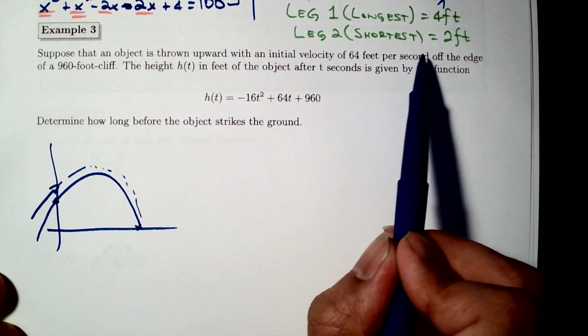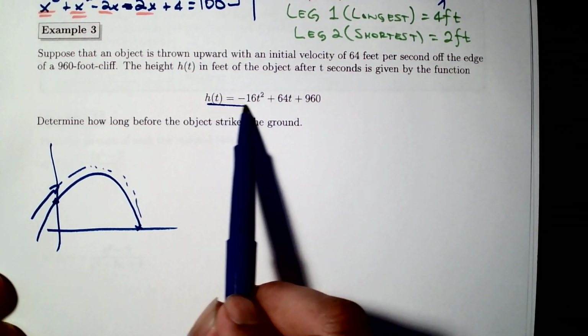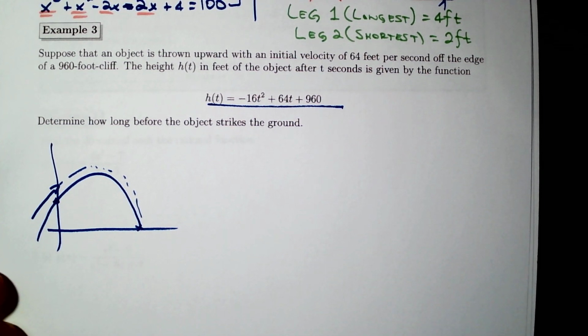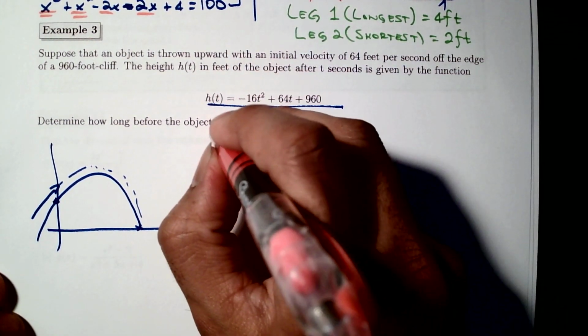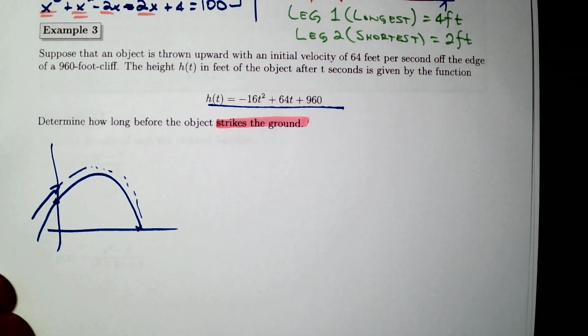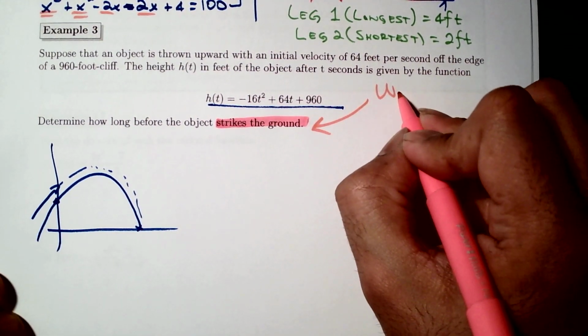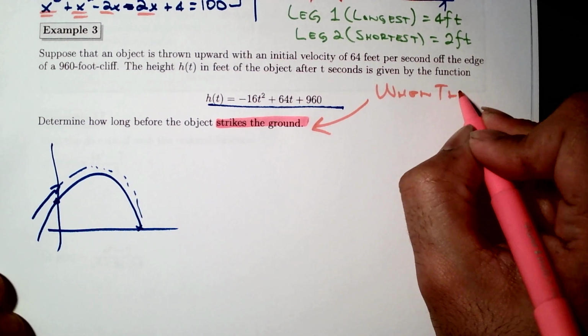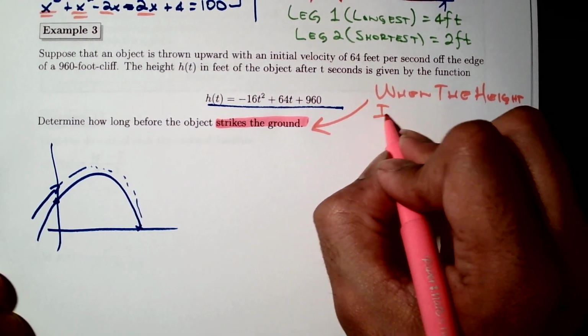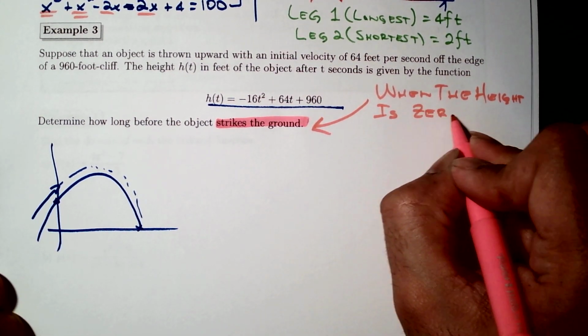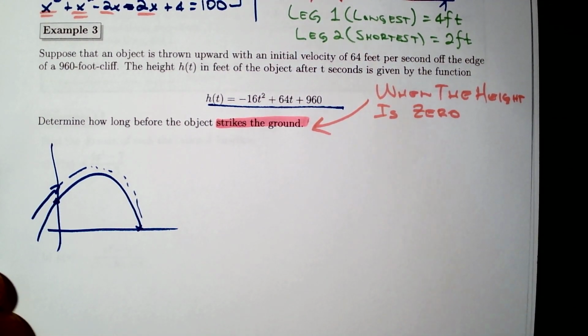The height h of t in feet of the object after t seconds is given by the function. Well, in this case, you can pretty much ignore everything. All we'll look at is the given function. So determine how long before the object strikes the ground. Well, striking the ground means when the height is 0, all right? Because that's the height at the ground, 0 feet.